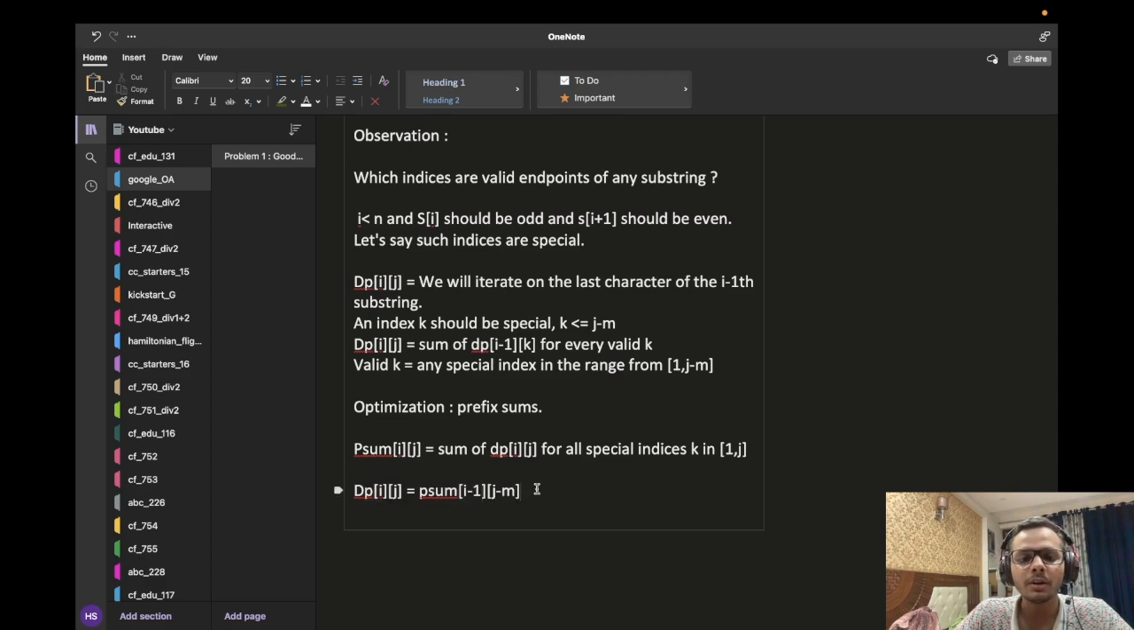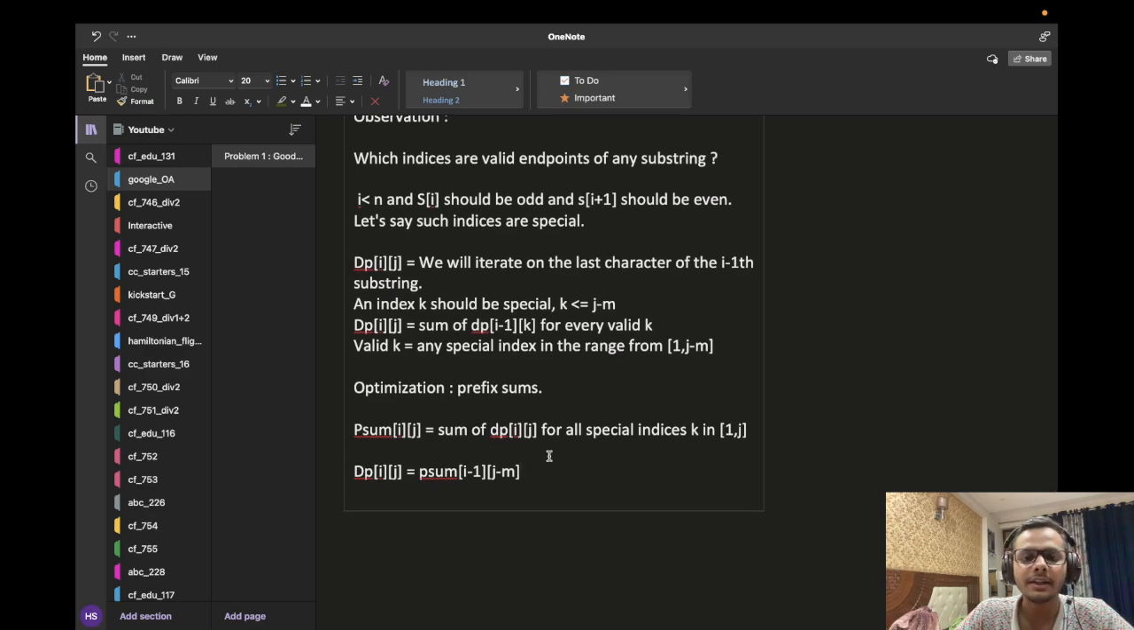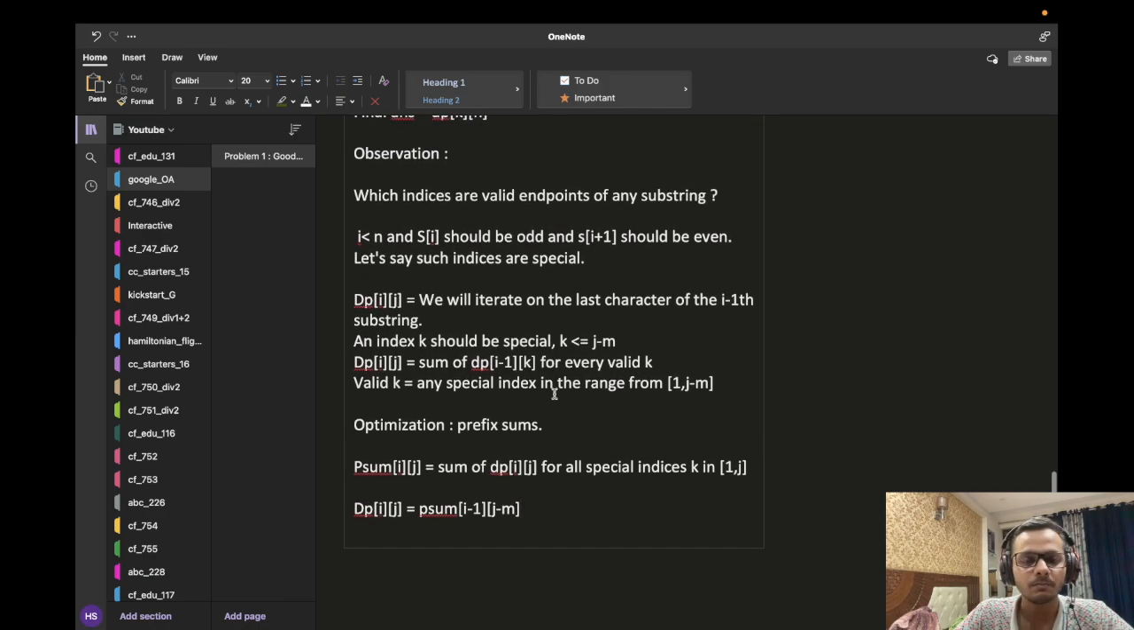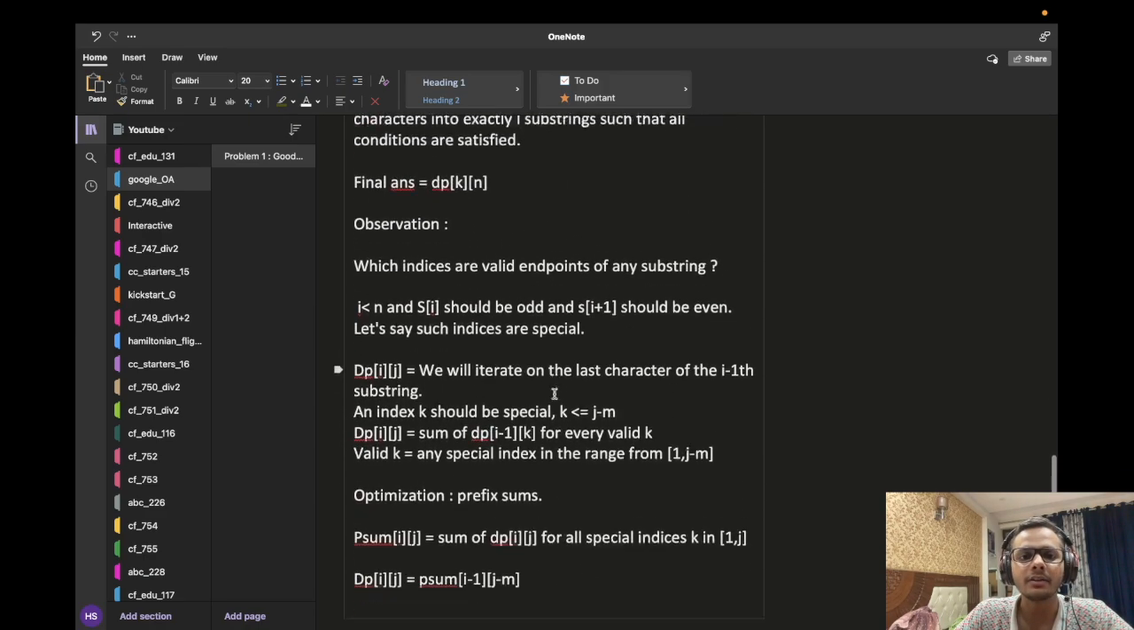And once we calculate all the dp[i][j]'s, we have to recalculate all the prefix sums, but that is okay, because that will be in a separate loop, and that won't affect the time complexity, right? So yeah, this is the entire solution to this problem.